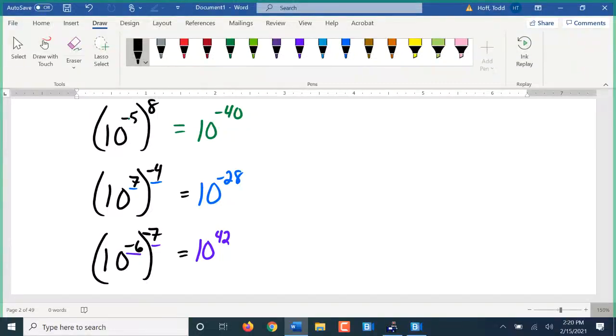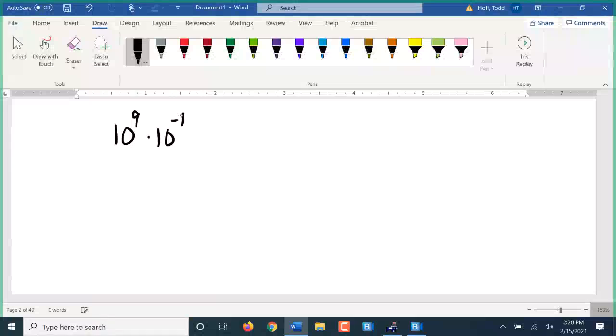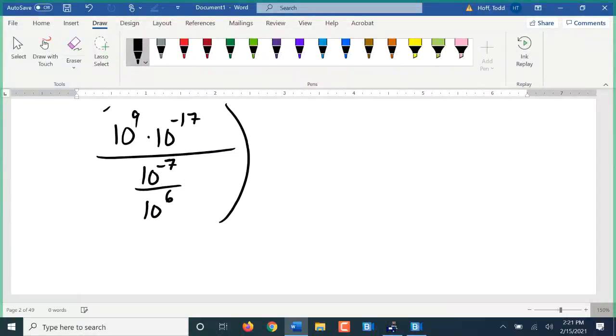Now let's mix this all together a little bit. Say I've got 10 to the 9th times 10 to the negative 17th, over 10 to the negative 7th divided by 10 to the 6th, all to the power of negative 3.